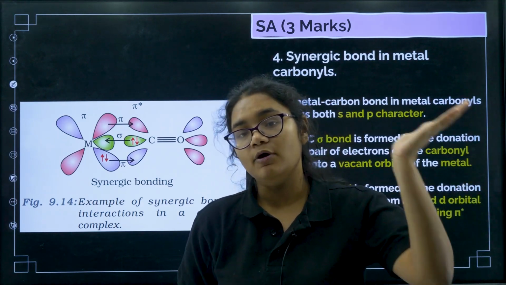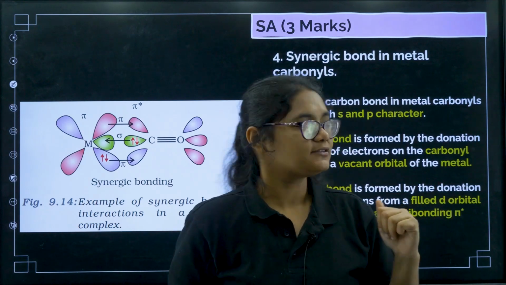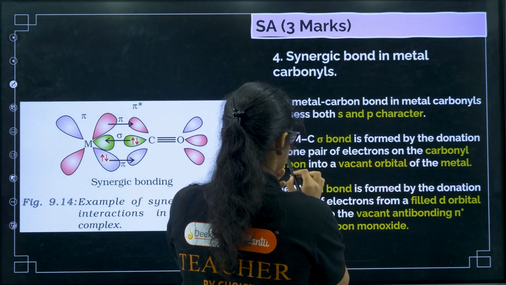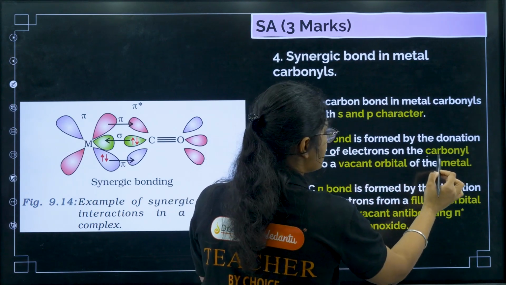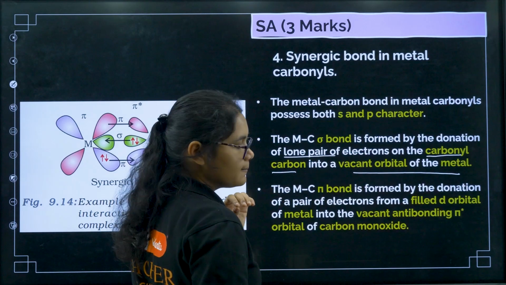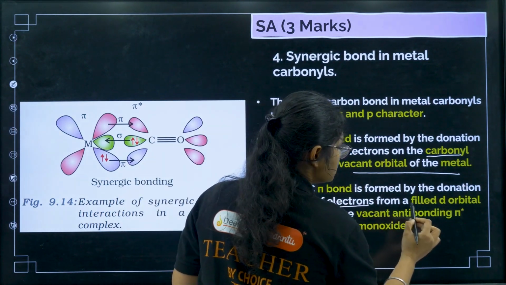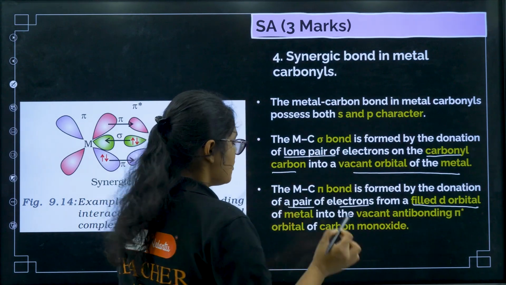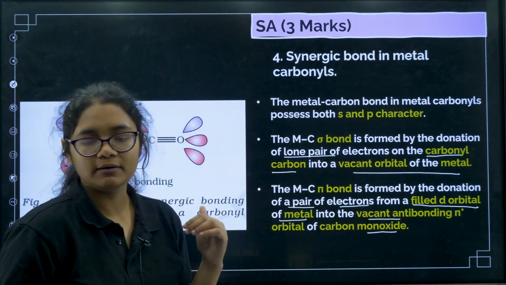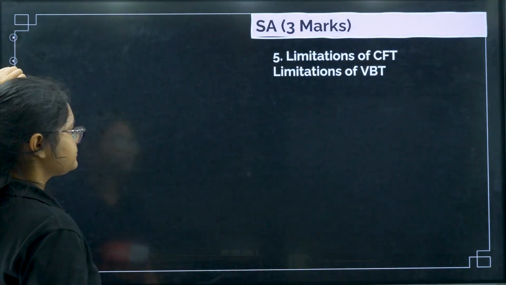But when the pi bond is formed, at that time the metal donates electrons to the carbonyl. So you can see here that the M-C sigma bond is formed by the donation of a lone pair of electrons of the carbonyl carbon into the empty d orbitals of the metal. The pi bond is formed by the donation of a pair of electrons from the filled d orbitals of the metal into the vacant antibonding orbital of carbon monoxide. Okay, you can see the structure here. This is also an important question.